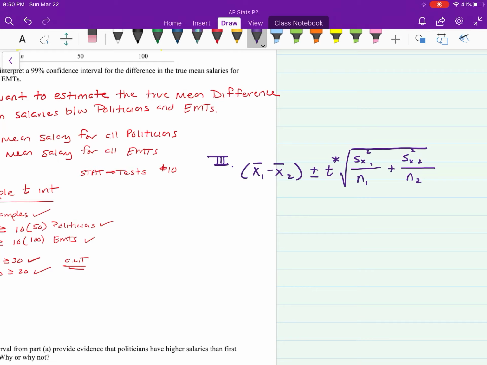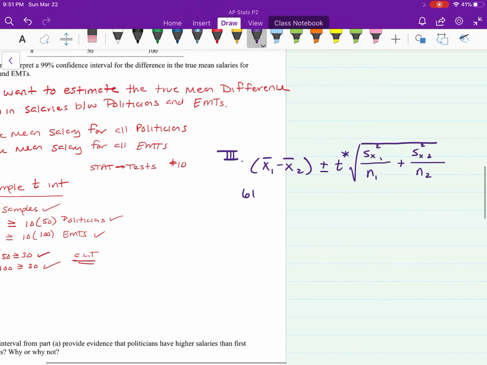So x bar 1 minus x bar 2. I made subscript 1 the politician, so that's going to be the sample mean 61,234. Plus or minus. Okay, now, t star.